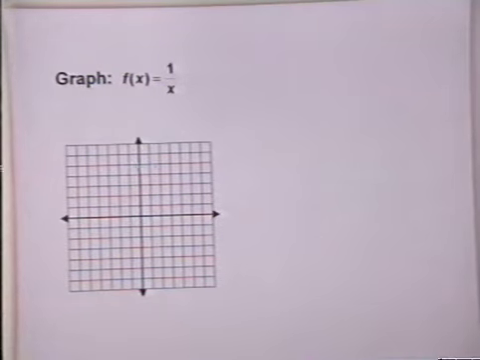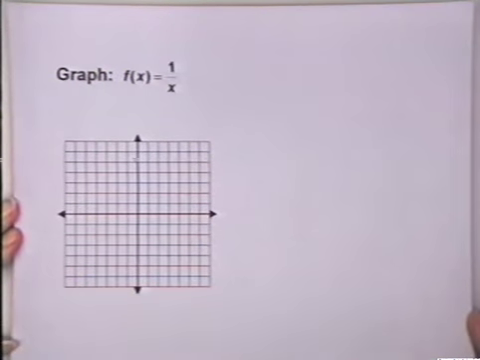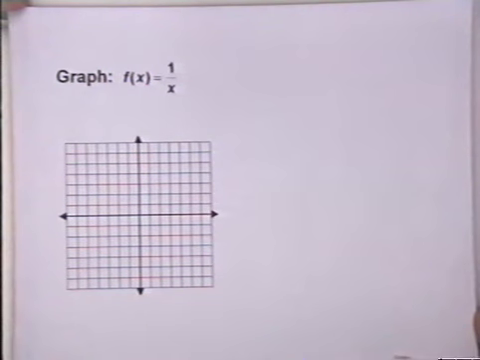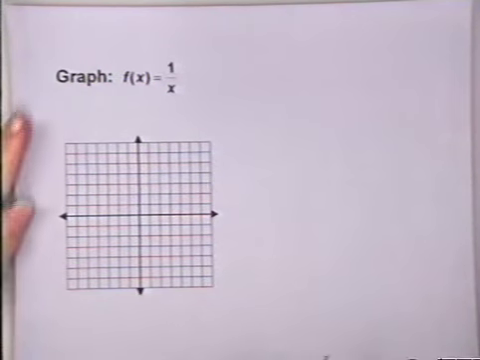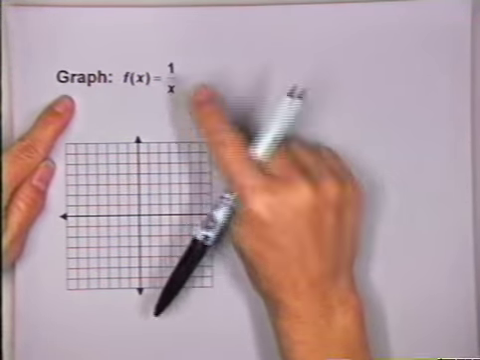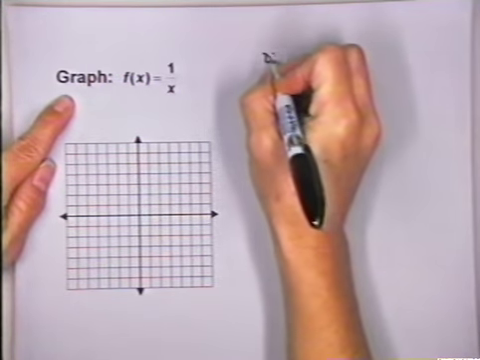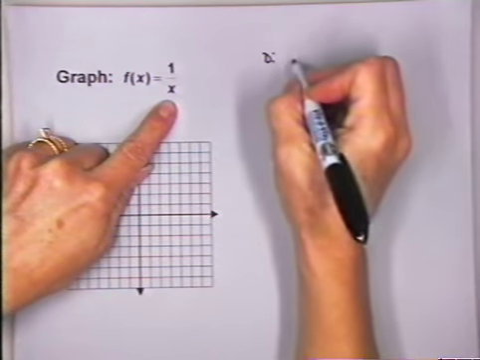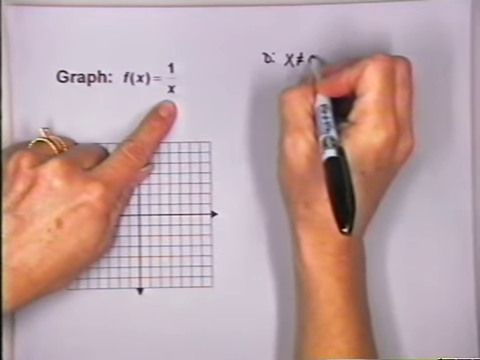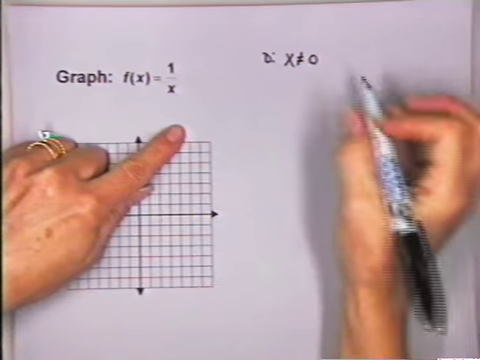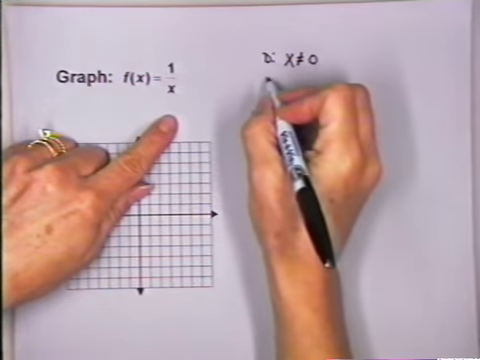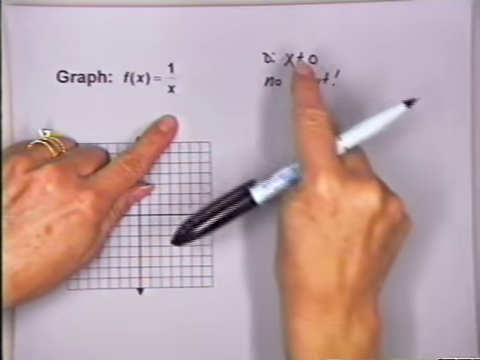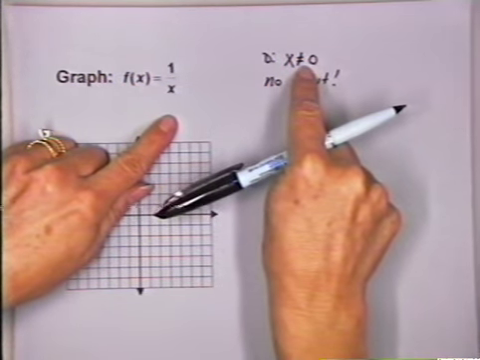This says to graph f of x equals 1 over x. You probably learned that as the reciprocal function. But I want to talk about this graph. Let's notice, first of all, for my domain, what can I not use for x? I can't use 0 because of that denominator. Because I can't use 0, I will have no y-intercept, because I can't let x be 0.